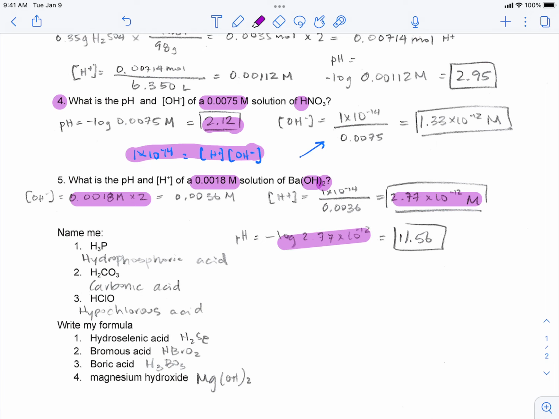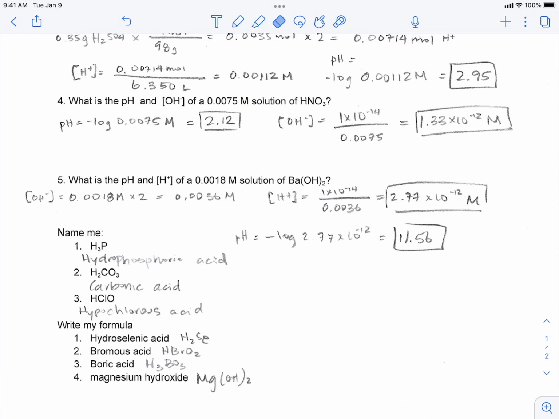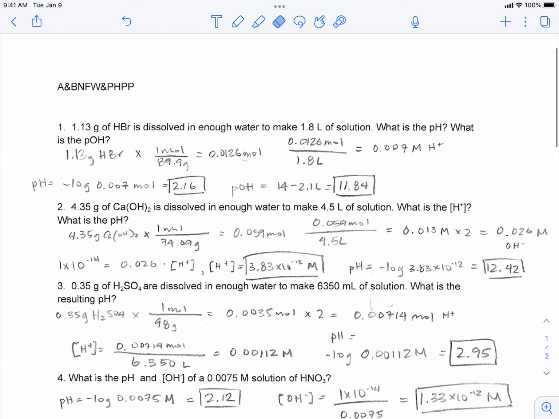Okay, so those are the straightforward ones where a lot is just already given to you. The other ones are not as straightforward, and require you to think a little bit more. So let's jump back up there to 1, 2, and 3. In number 1, it says 1.13 grams of hydrogen bromide, or hydrobromic acid, is dissolved in enough water to make 1.8 liters of solution. What's the pH? Well, pH, we know, is the negative log of H plus. H plus is just the concentration of H plus in a solution. So concentration is moles per liter. So what I want to do is convert this to moles right here.